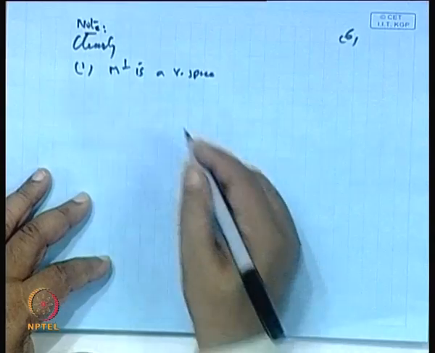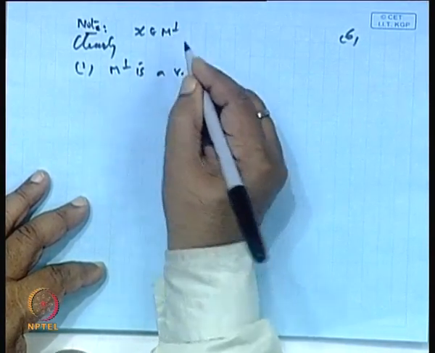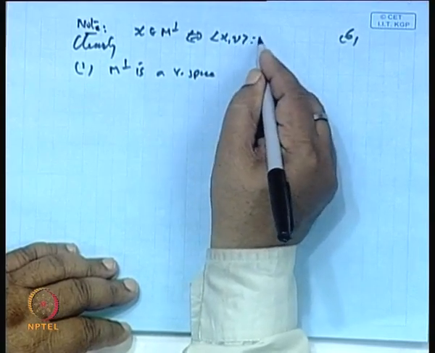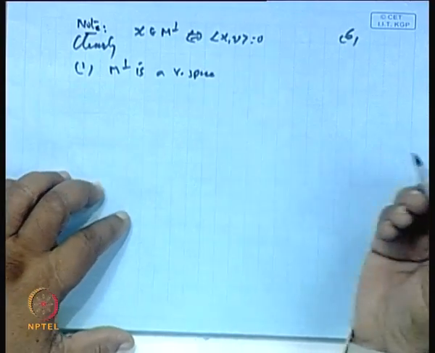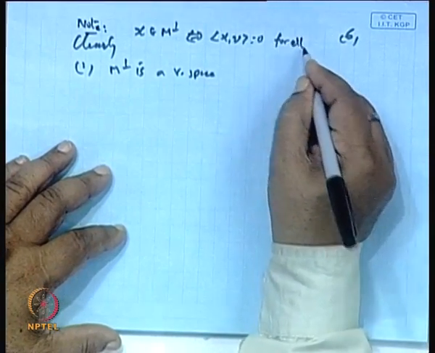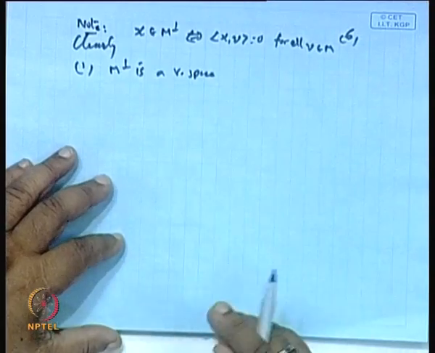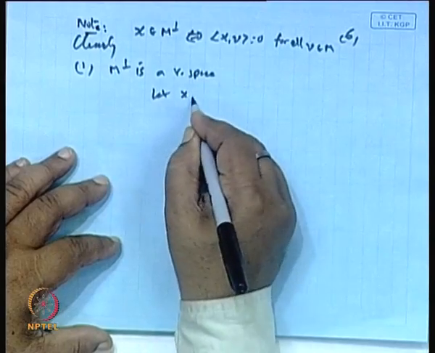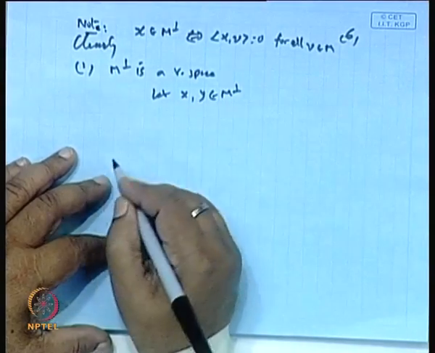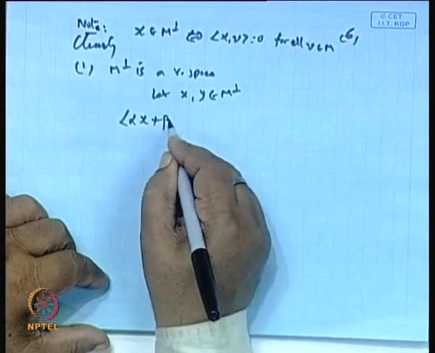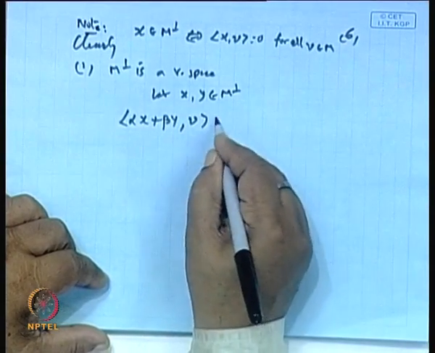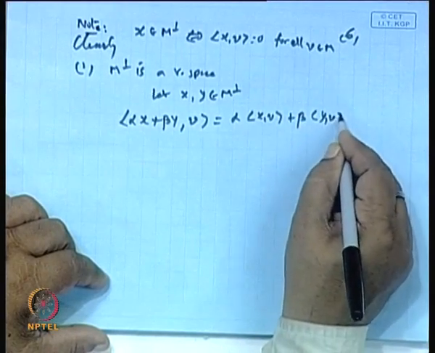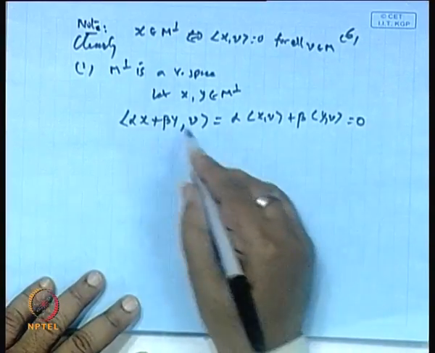x belongs to M perpendicular if and only if the inner product of x and v is 0 for all v belonging to M, is it not? Using this, suppose x and y are two elements belonging to M perpendicular. Take alpha x plus beta y and v, then you will see alpha times the inner product of x and v plus beta times the inner product of y and v, and each one will be 0. So this is a vector space.